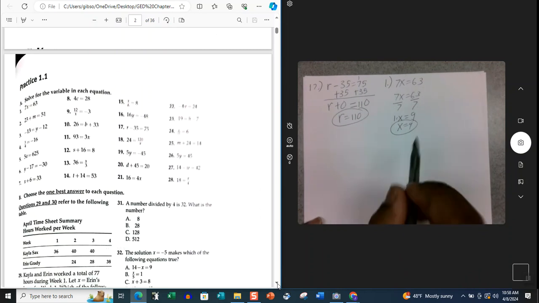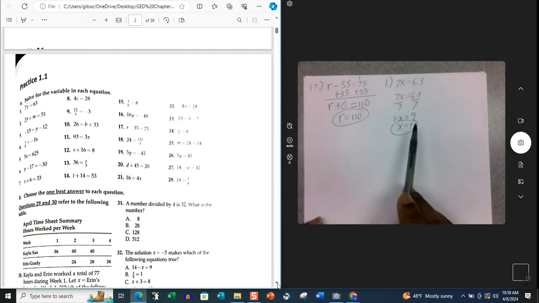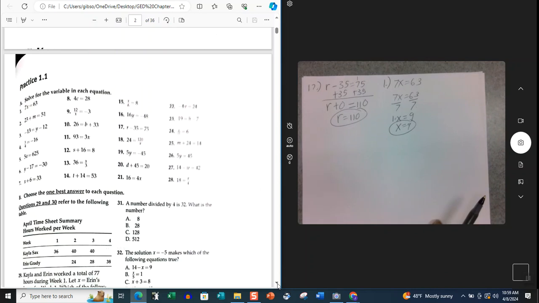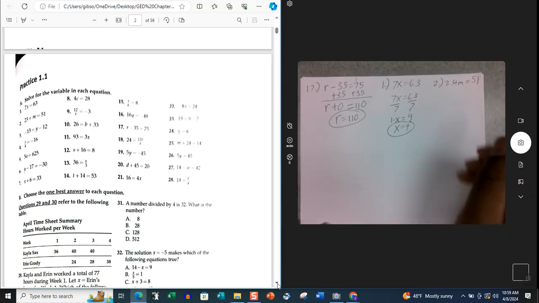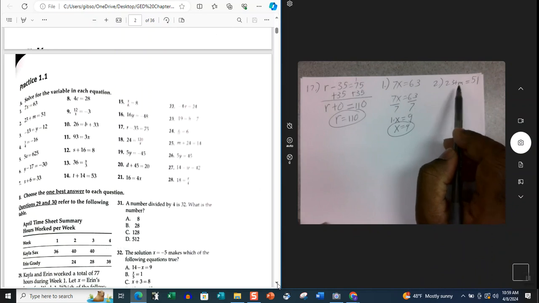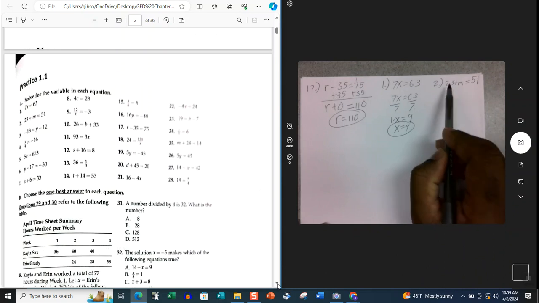Now after a while, you're not going to have to write the plus 0 or the 1. But I'm just getting you geared up to know what these values actually mean. Okay, the next problem, we're going to do problem number 2. We have 23 plus m is equal to 51. Now again, we're trying to get m by itself. Now this 23 is connected to the m.